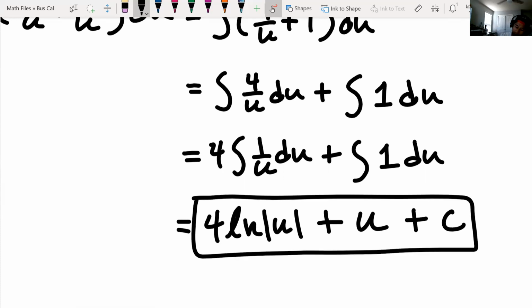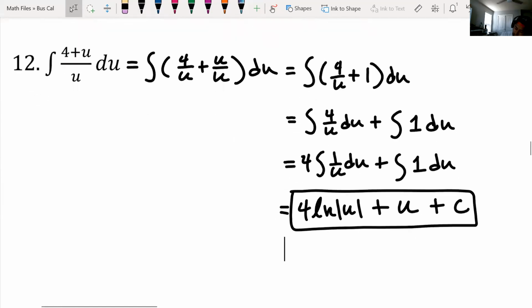There it is. All the rewriting just to get there. So again, purely algebraic still. All right.